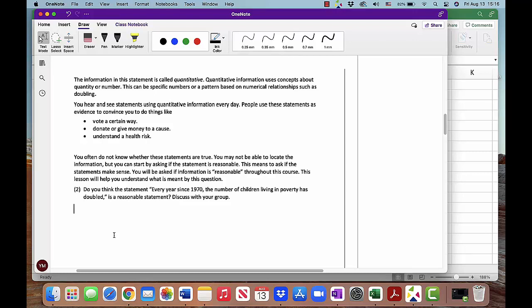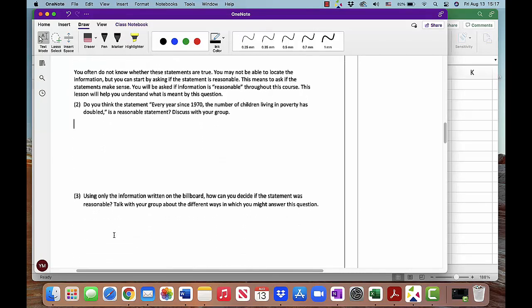Does it make sense? Can it be true based on the way the statement is written? I'm giving you a moment to write down a sentence. What do you think? Is that true? Can it possibly be true?